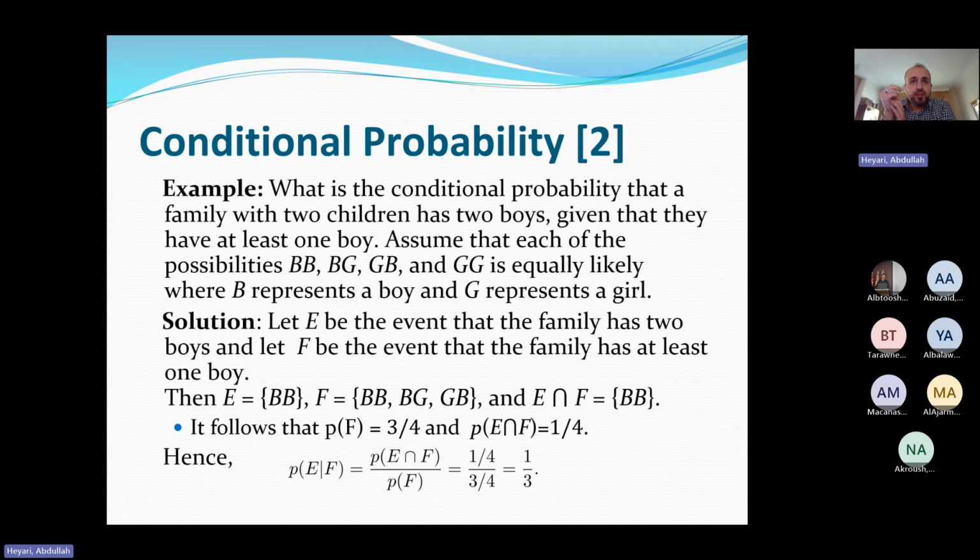And F tells me that they have at least 1 boy. At least 1 boy includes boy boy, boy girl, and girl boy. So let's consider their intersection, which is just boy boy. And given our search space of 4, you just divide the probability of the intersection by the probability of the given condition, which is F. The probability of the intersection is the probability of boy boy, which is just 1/4, divided by 3/4, which is just 1/3, which is a high probability.